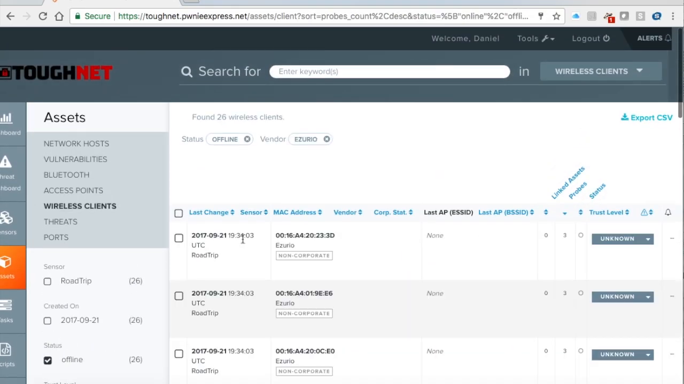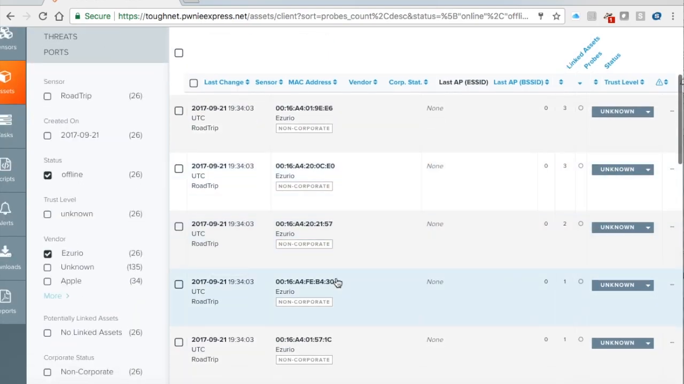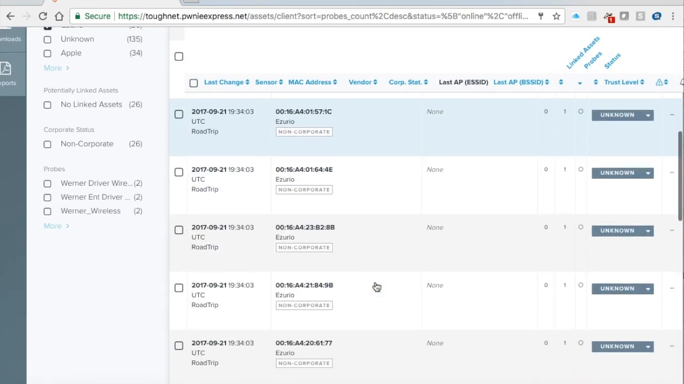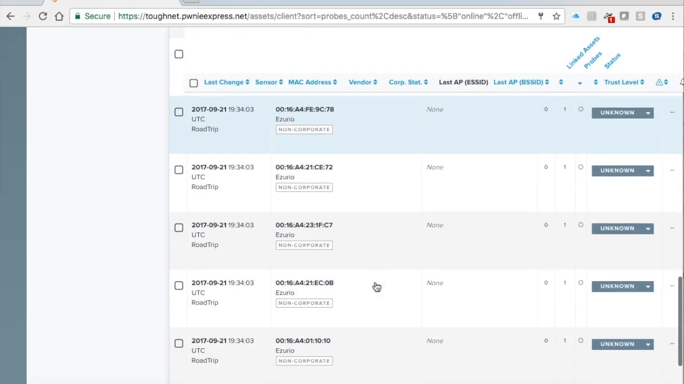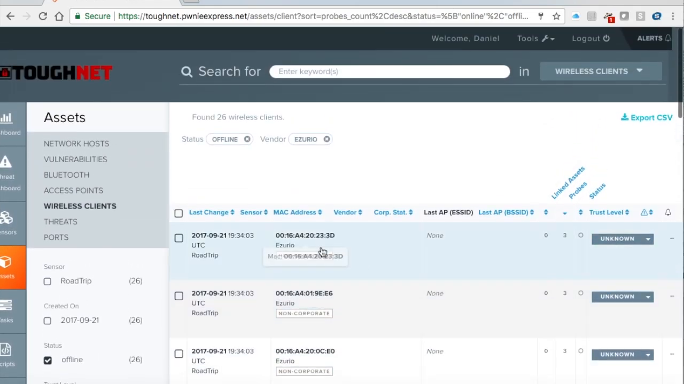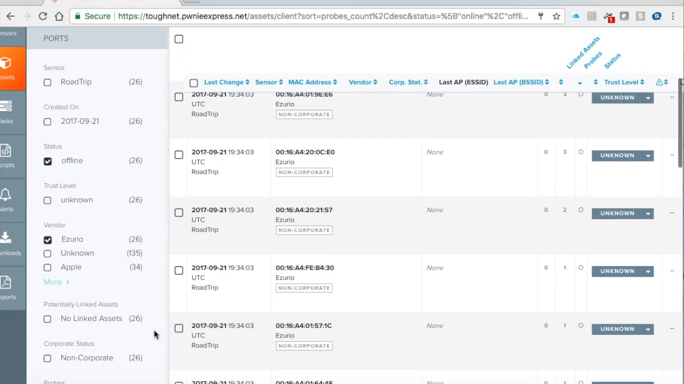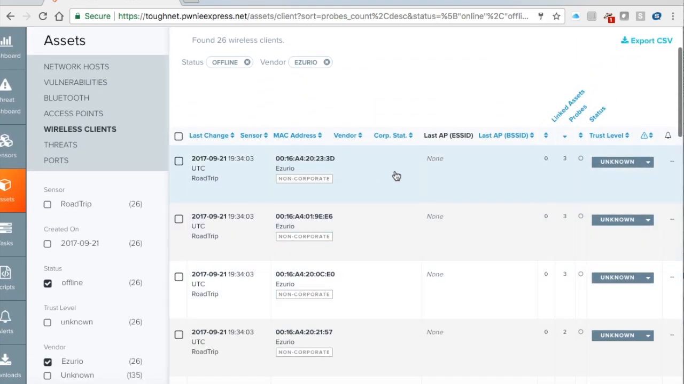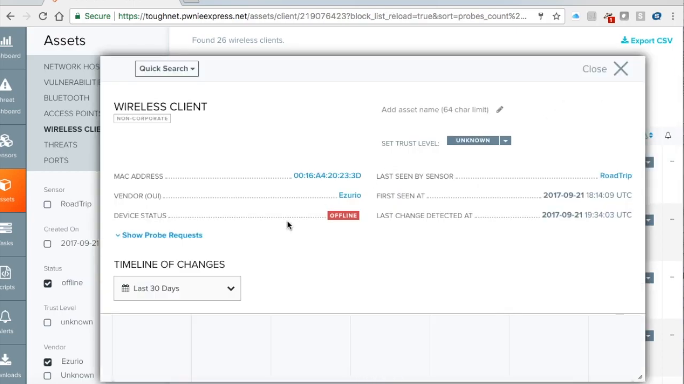But we can actually go in, right, and narrow down all the different clients that we saw that are made by that specific vendor. And there's actually quite a few of them, right? We found 26 on the stretch of road that we were on, I-70. So again, this is good information, right, that we can use from, I would say, a hacking perspective.